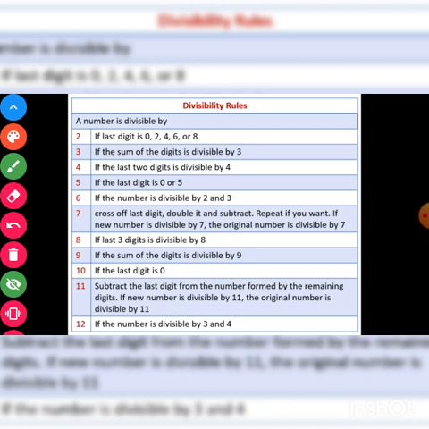Now let us check some numbers. 712 you take. Add them.